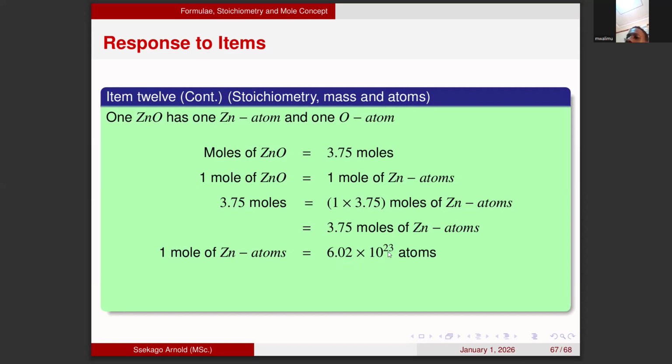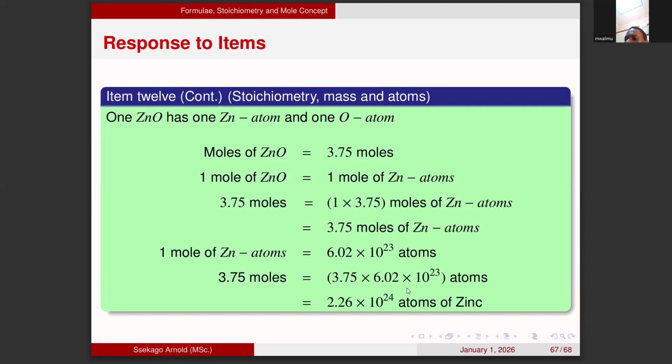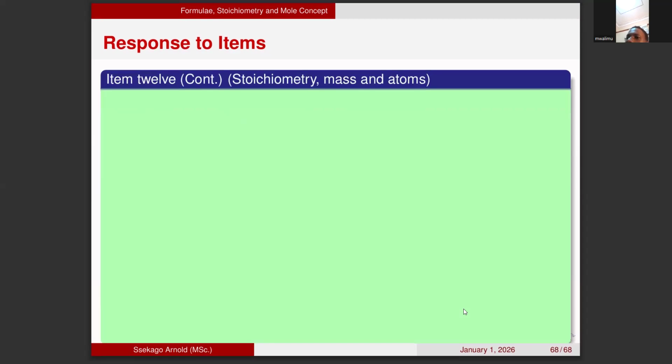So if one has these atoms, what of the 3.75 moles? This will have 3.75 times 6.02 times 10 power 23 atoms. And computing that, we obtain 2.26 times 10 power 24 atoms of zinc. So these are atoms of zinc. Then I determine atoms of oxygen.